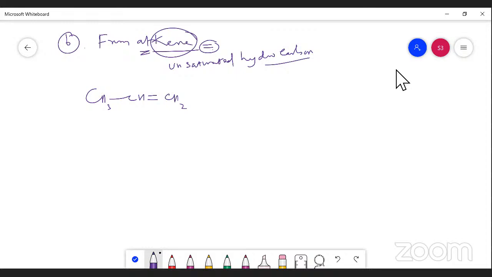You see, the double bond is present, which is called ene. How many carbons are here? 3 carbons, which is called prop. Double bond is there, so ene. Where is the position of the double bond? First carbon. 1-propene, otherwise called propylene. It is common name propylene.